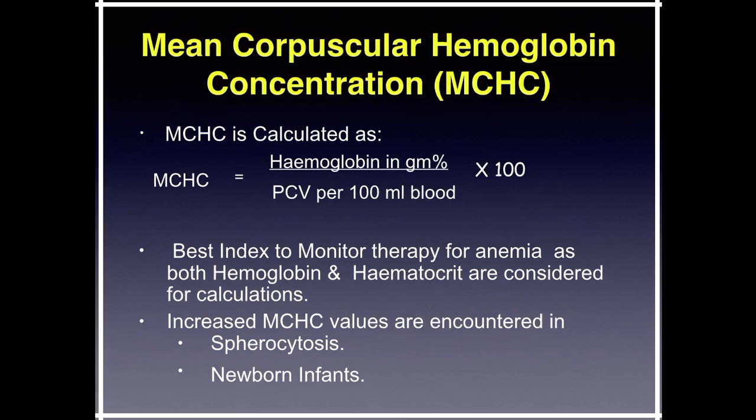It is calculated as hemoglobin in grams percent divided by PCV per 100 ml of blood, multiplied by 100. So it is one of the best indices to monitor therapy for anemia, as both hemoglobin and hematocrit are considered for calculation of MCHC.